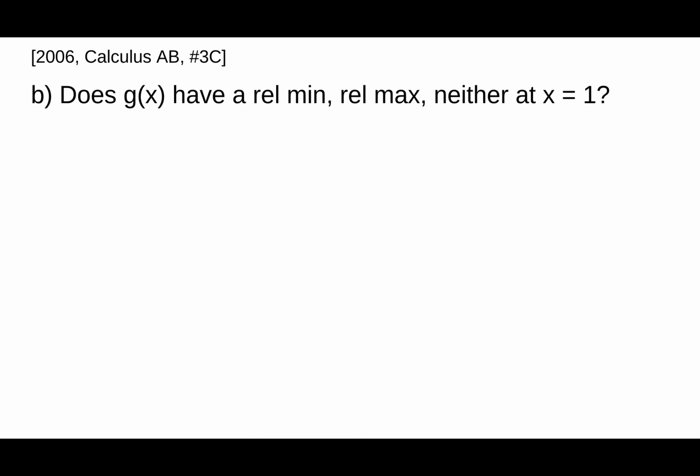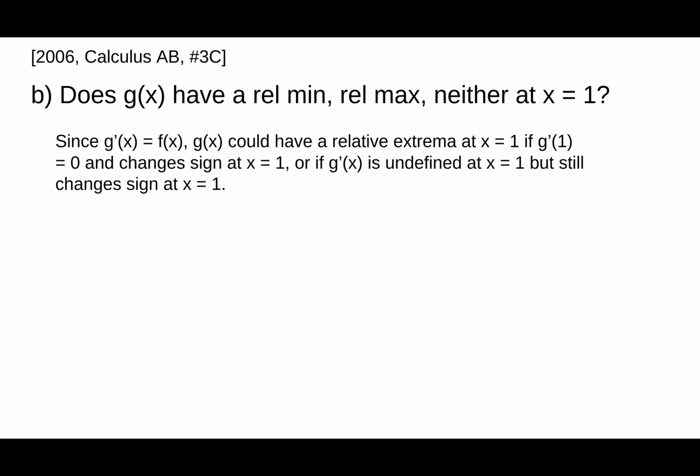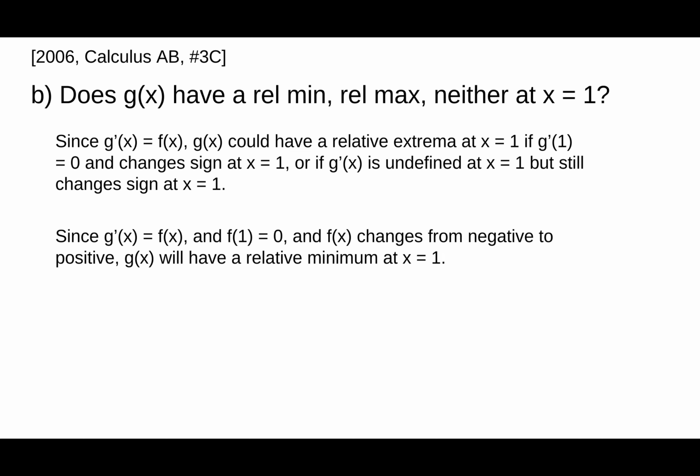In part B of the question, we are asked if g of x has a relative minimum, relative maximum, or neither at x equals 1. Now, since g prime of x is f of x, g of x could have a relative extrema at x equals 1 if g prime of 1 equals 0 and changes sign at x equals 1, or if g prime of x is undefined at x equals 1, but still changes sign there. Since g prime of x is f of x, then if f of 1 is 0, and f of x changes from negative to positive, g of x would have a relative minimum at x equals 1.